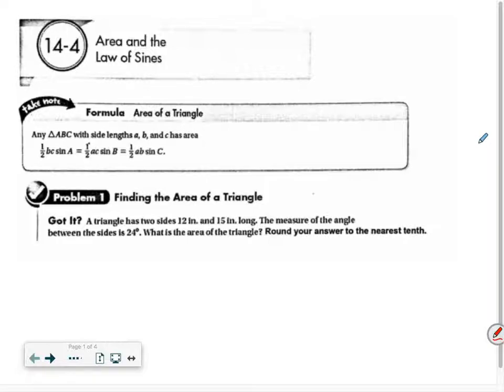I want you to draw a triangle and label it A, B, C. Across from our angle A is lowercase side a. Across from our angle B is lowercase side b. And C and c are opposite each other as well.